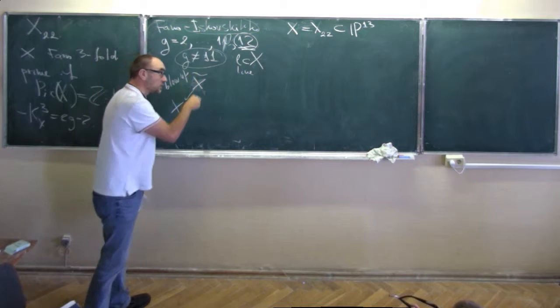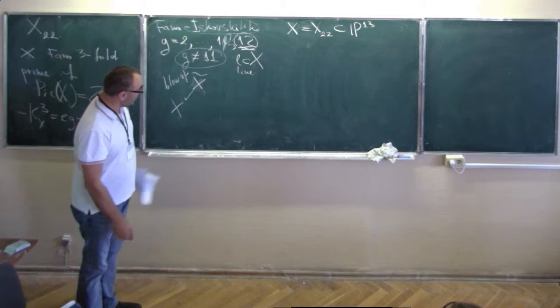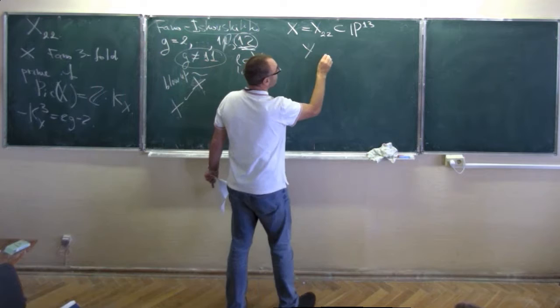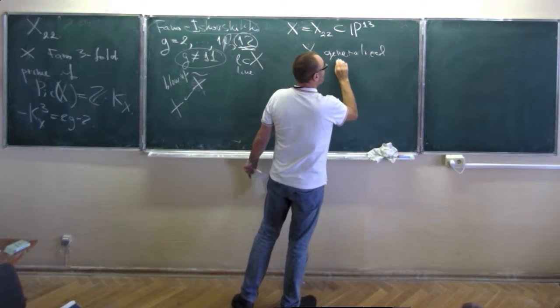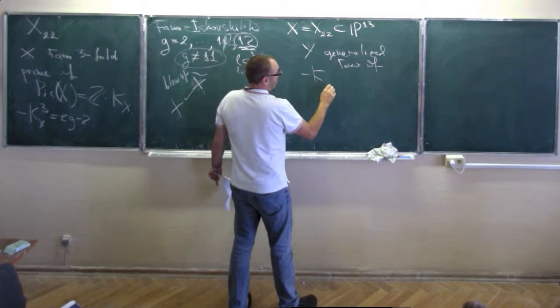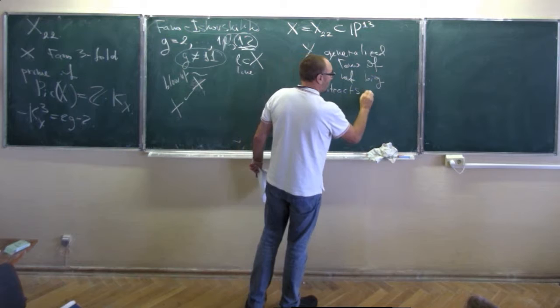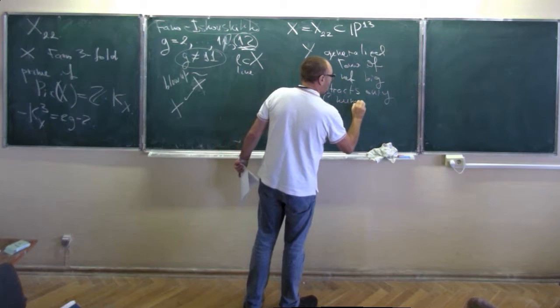Here, the anticanonical divisor is nef and big. And I say that a variety is a generalized Fano if the anticanonical divisor is nef and big and contracts only a finite number of curves. So this is a generalized Fano.